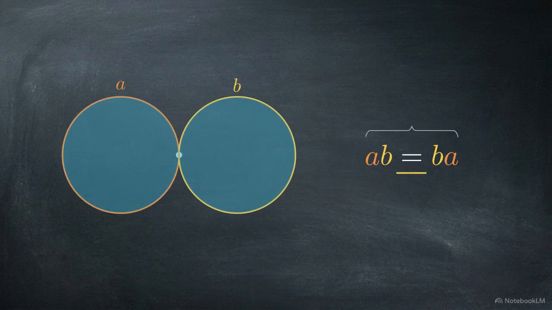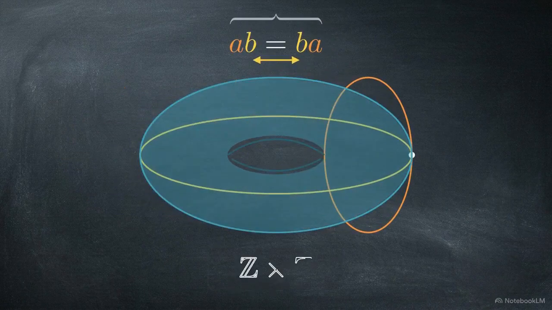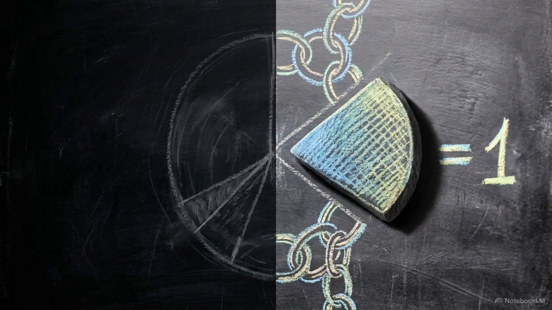Because our new relation states that A and B commute, that AB equals BA, the torus yields the free abelian group on two generators, written as Z cross Z. The spatial construction perfectly mirrors the algebra. One-dimensional boundaries, like our wedge of circles, add independent generators. Two-dimensional surfaces, like adjoining 2-cells, add relations that quotient those generators.